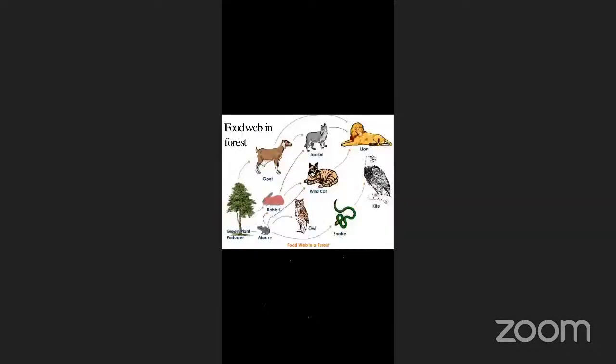Then in forest also, the green plant acts as a producer. And on this green plant, we have goat, rabbit, and mouse, which are feeding. And goat is eaten up by jackal, and rabbit is eaten up by wildcat, and mouse is eaten up by owl. Then this mouse is also eaten up by snake. Then finally lion or kite, they will eat these animals. So this is how the food web is represented in the forest.